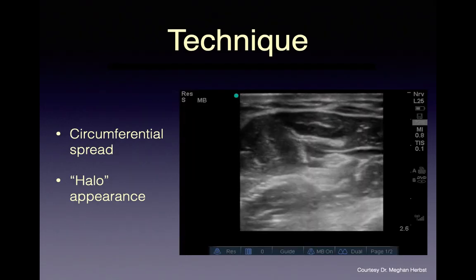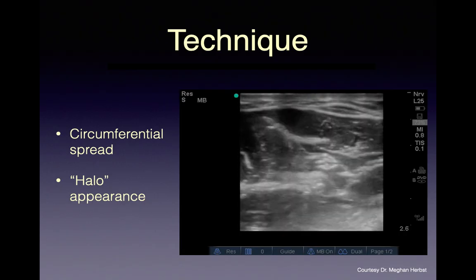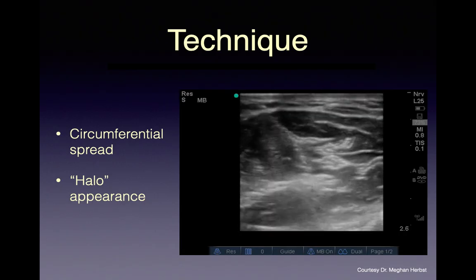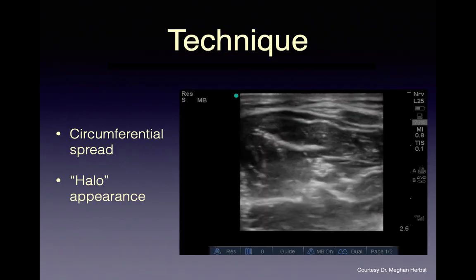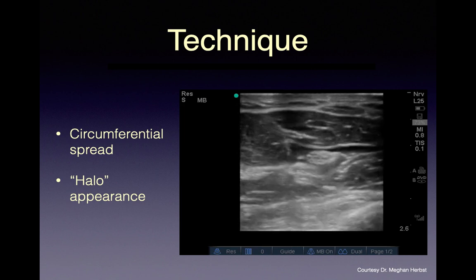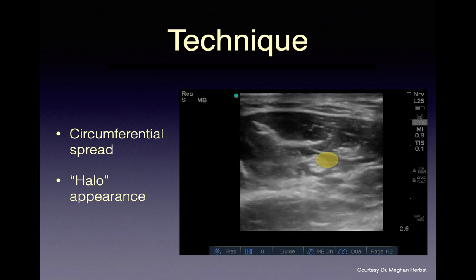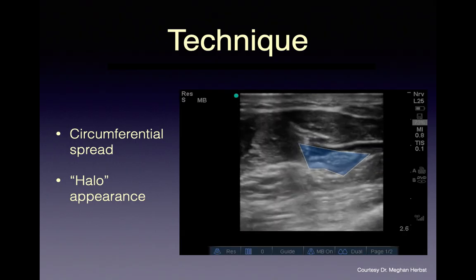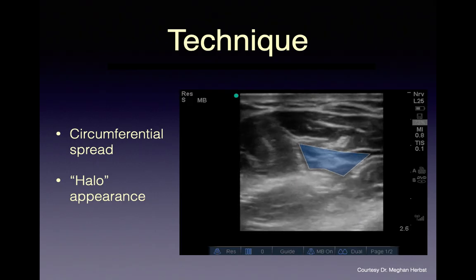To confirm good circumferential spread of anesthesia around the nerve, scan up and down the nerve in the short axis plane to confirm the nerve has that halo appearance. Or visualize the nerve in the long axis plane and see how well the anechoic anesthesia surrounds the nerve. Here the median nerve is highlighted in yellow, briefly to aid with this identification, and then you can see I highlight the surrounding anesthesia in blue to accentuate that halo appearance for you.